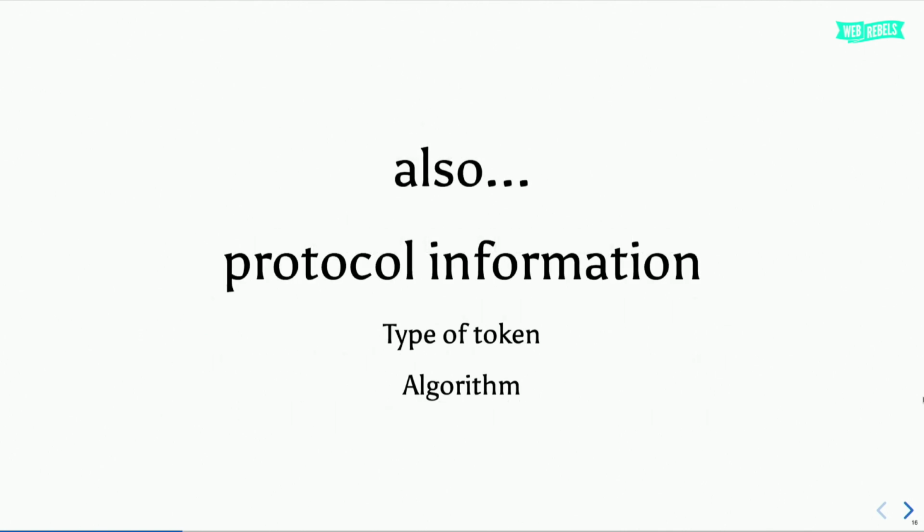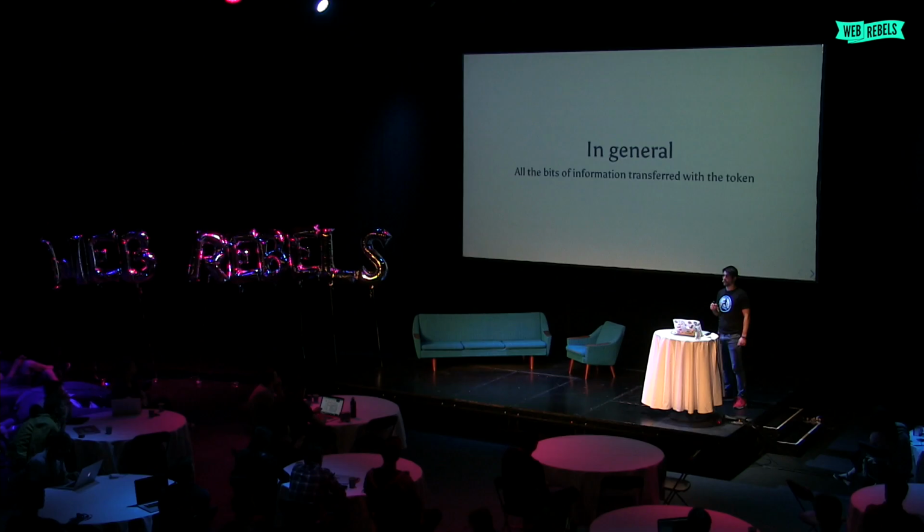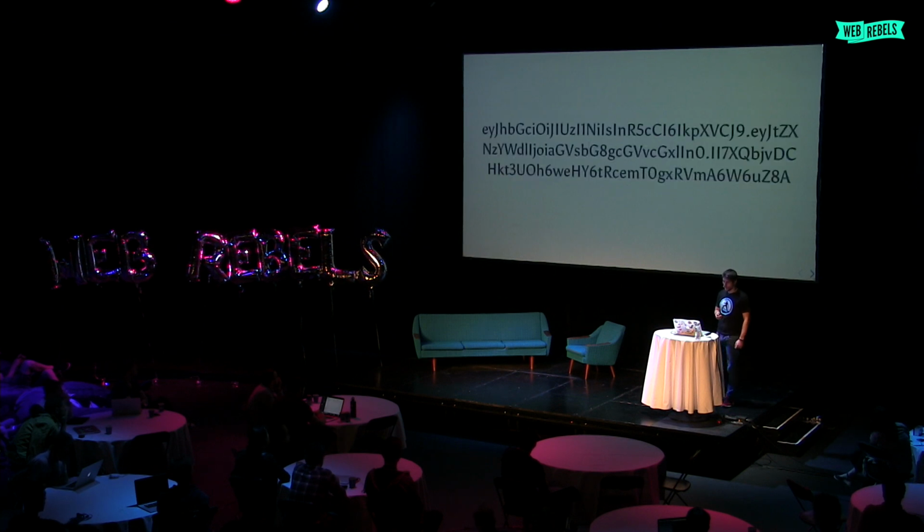But there are also other claims which are very generic things that represent the protocol information of the JWT token we are using, like the type of token, or the algorithm that we are using to create the signature, which is something we are going to see in a moment. So in general, when we say that JWT tokens have claims, we refer to all the bits of information that are stored within the token. So let's go back here, to this very cryptic thing, and let's try to understand it better.